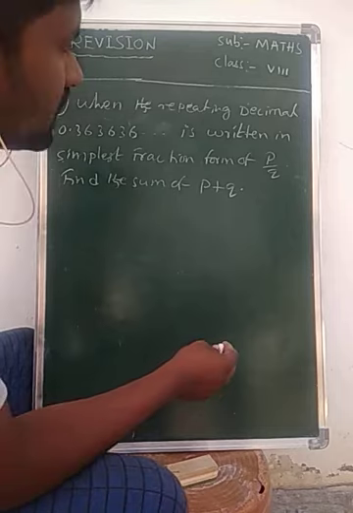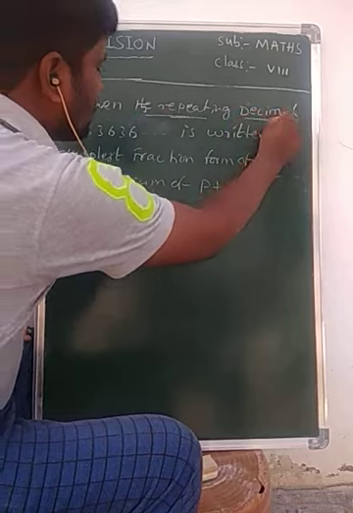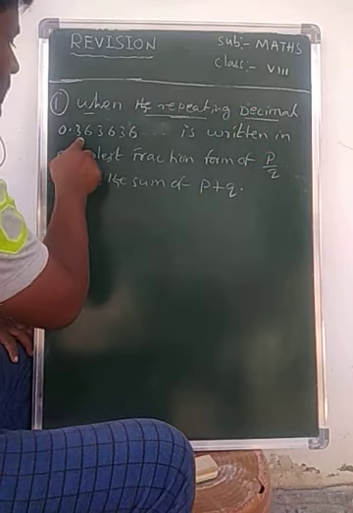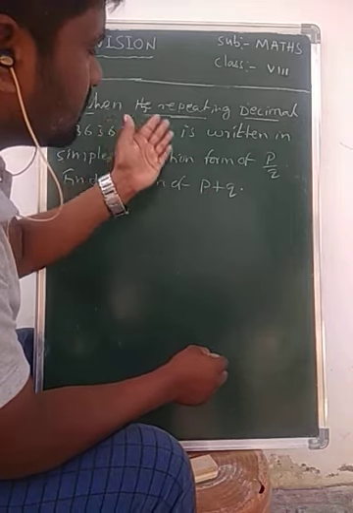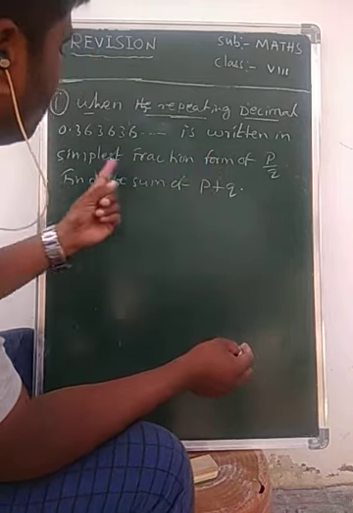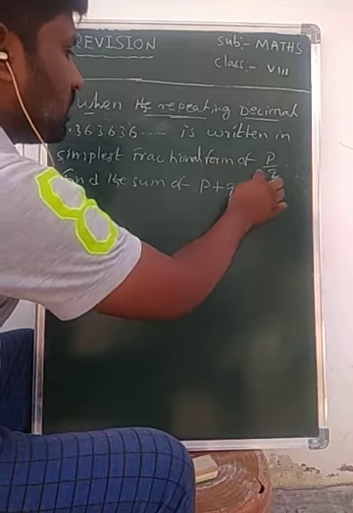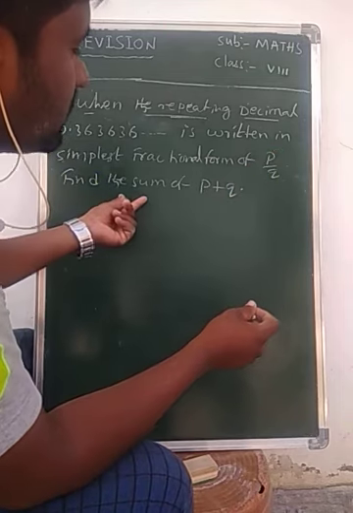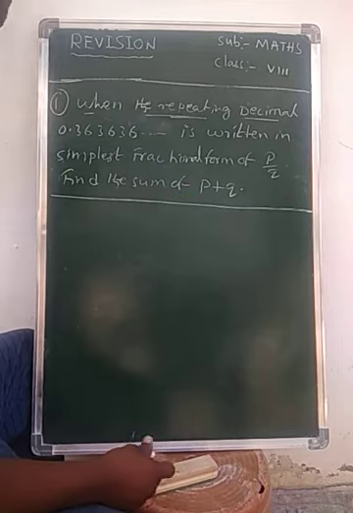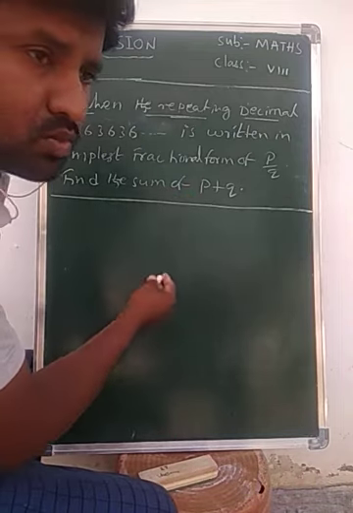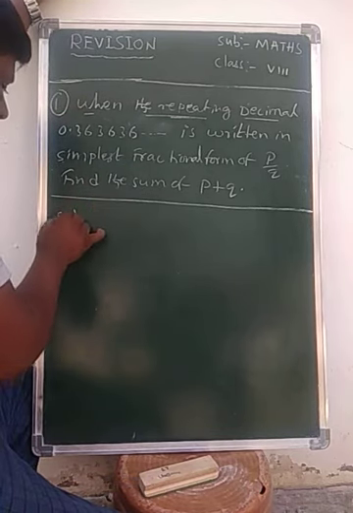So once again I'm repeating the question: when the repeating decimal 0.363636 and so on, means 36 repeats continuously, is written in simplest fractional form of P by Q, find the sum of P plus Q. See how to solve this problem. Already we discussed many problems based on this model. I just want to revise it. What is the given repeating decimal?